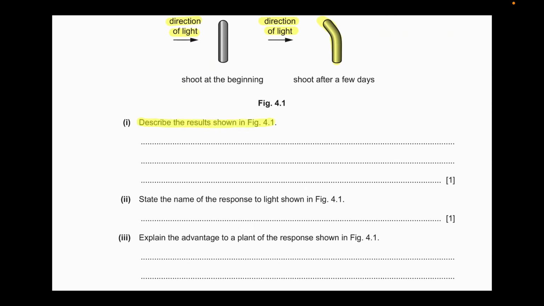Describe the results shown in figure 4.1. So basically the shoot grows towards the light.